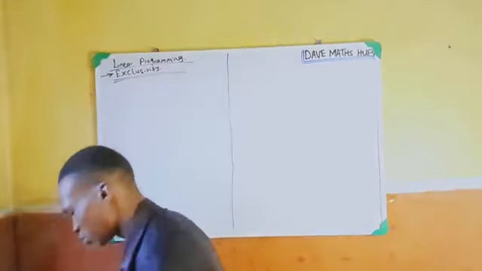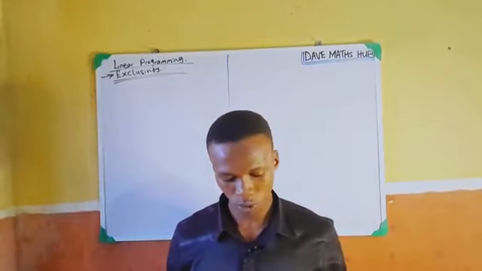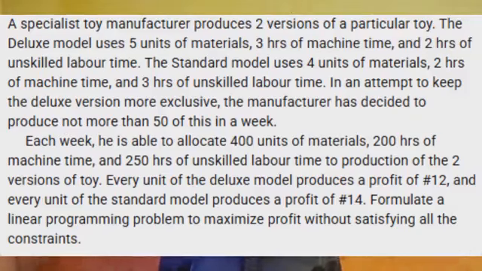Now, in solving a problem concerning exclusivity, let's see a question. It says a specialist toy manufacturer produces two versions of a particular toy. The deluxe model uses 5 units of material, 3 hours of machine time, and 2 hours of unskilled labor time. The standard model uses 4 units of materials, 2 hours of machine time, and 3 hours of unskilled labor time. Now, in an attempt to keep the deluxe version more exclusive, the manufacturer has decided to produce not more than 50 of these in a week.